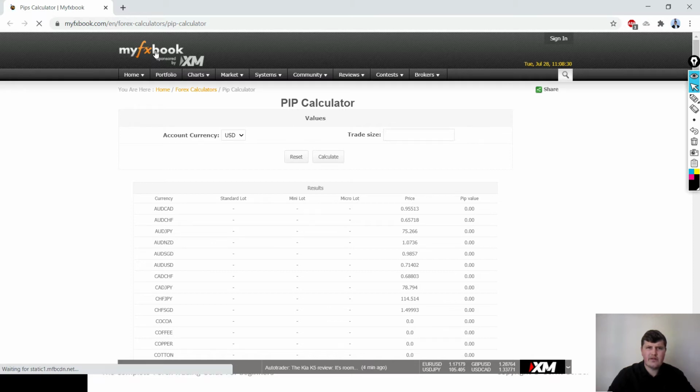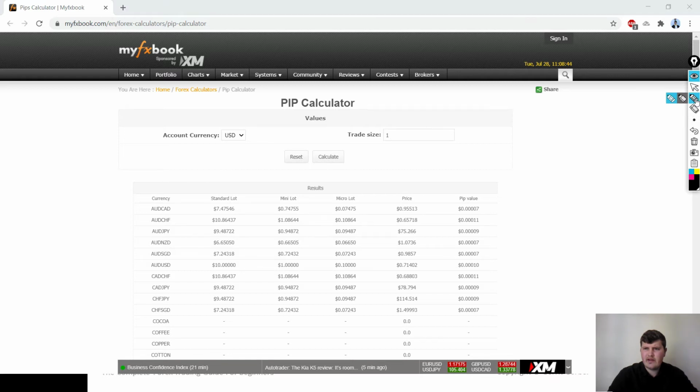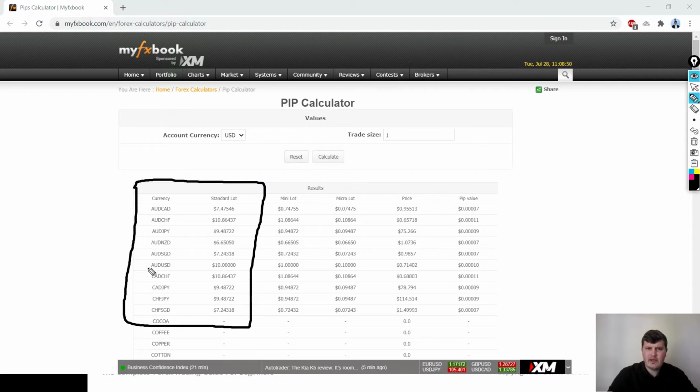So this is the My FX Book website. For the account currency, we are going to be sticking to the dollar. For trade size, you just enter 1 for one standard lot. You press calculate, and then over here you guys can see the different currency pairs and the different dollar values for each currency pair using one standard lot. So for example, the Australian dollar Japanese yen currency has a dollar value per pip of 9.487 at the time of recording.